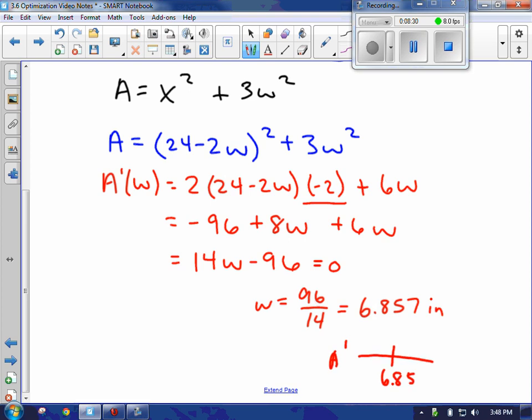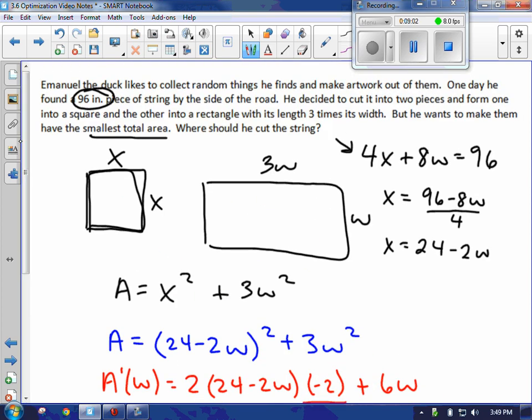We want to check to make sure that that is in fact a minimum. Using the tricks that I taught you with your calculator in problem 1, go ahead and try that again on your own. Make sure you pause the video and try it. When you try that, you should get a negative and a positive. Therefore, this is in fact a minimum, or minimizes the area. So the question asked, where should he cut the string? We just found the width of the rectangle, which is not where he should cut the string.